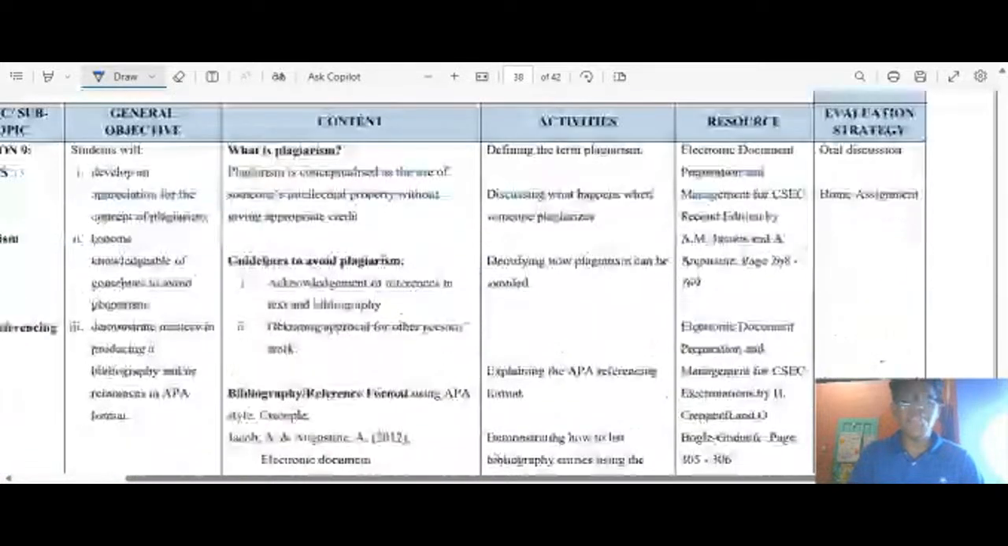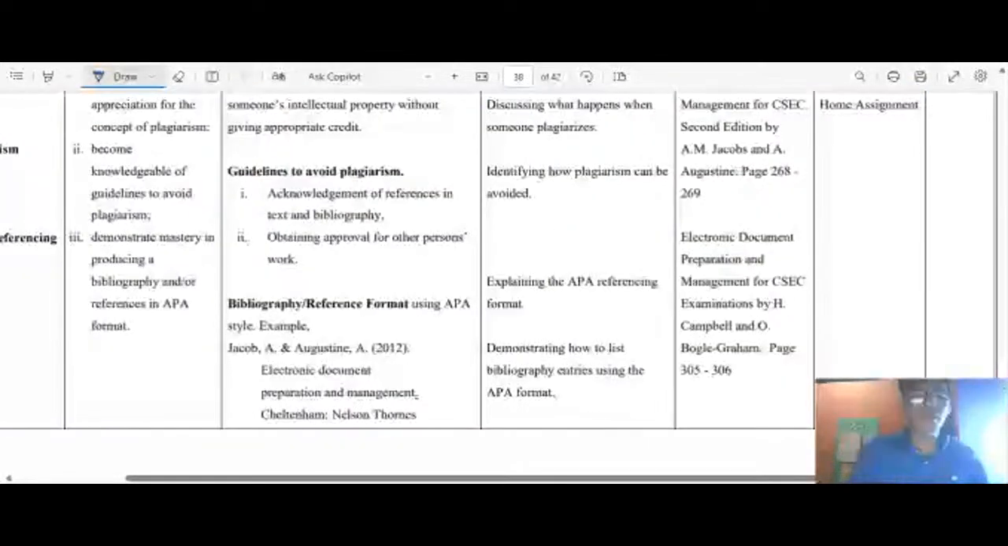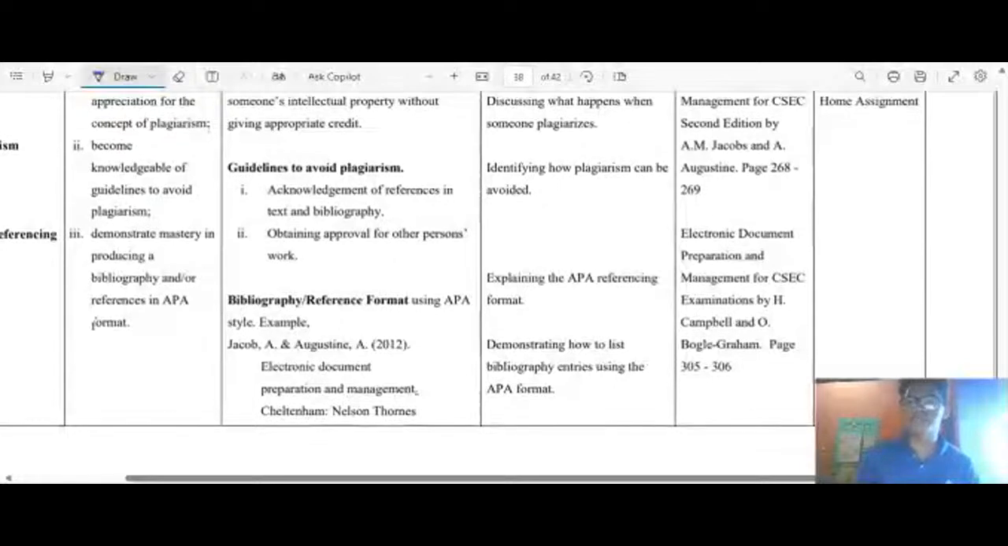So, I just said, what's plagiarism? Plagiarism is conceptualized as the use of someone's intellectual property without giving appropriate acknowledgement, with references in text and bibliography, meaning that you cite where you get the information from, so that the person is actually acknowledged for their work. That's what references and bibliography are there for. Obtaining approval for another person's work means asking the person for the right to use their IP because it is not yours. So ask for that before you do anything else.